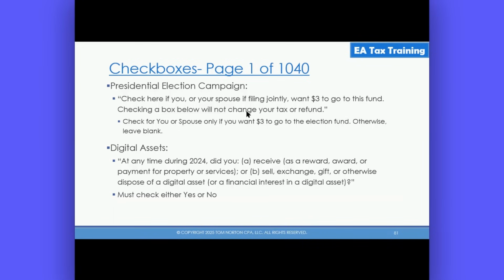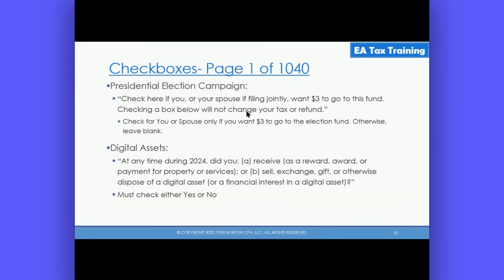And remember, everything you're doing on the tax return is under penalty of perjury. You're signing that return. So you have to make sure you check either yes or no. And if you did have any of these transactions, you want to make sure that you check yes. If you are talking to your client and they tell you they did not, and you don't have any reason to believe they're lying to you, then it's fine. You don't have to worry about it. Just go ahead and check no.